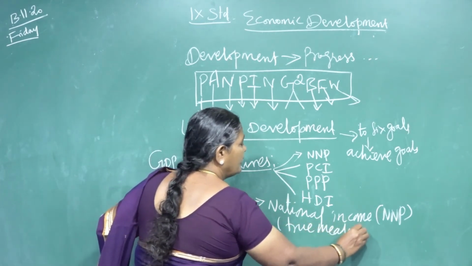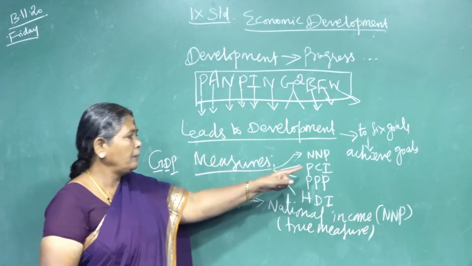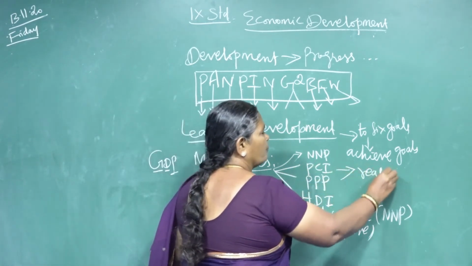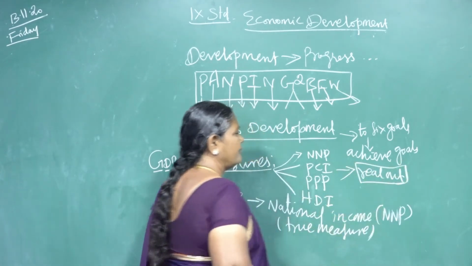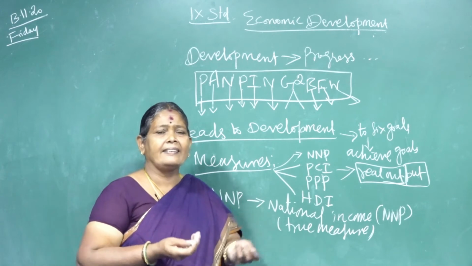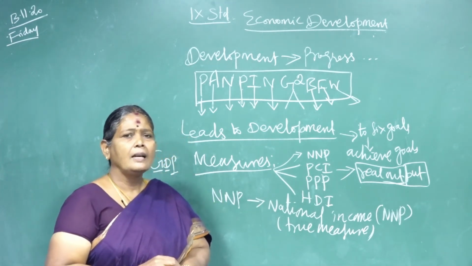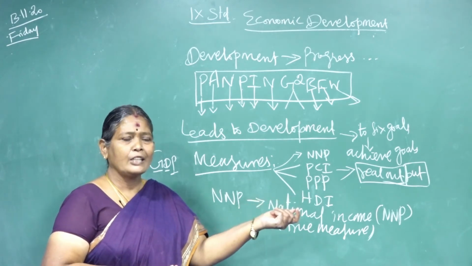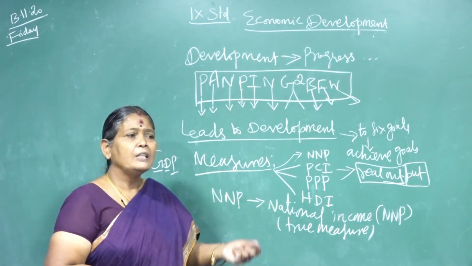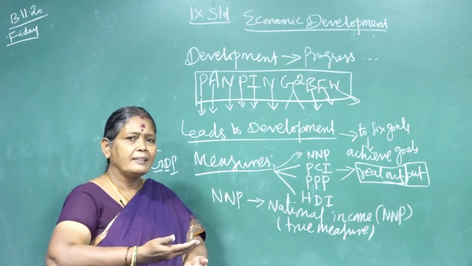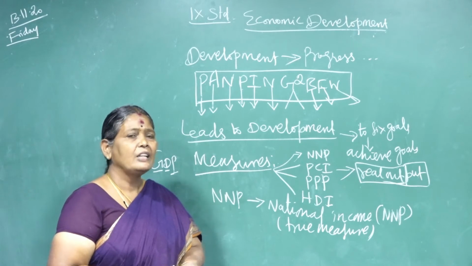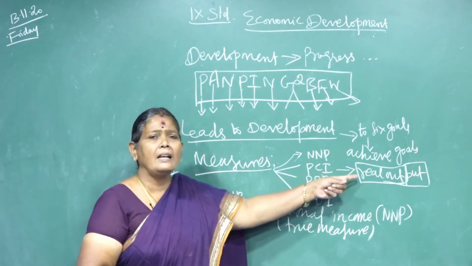True measure. Then, students, another one we say is per capita income. Per capita income is real output. Why do we say it is real output? When per capita income rises, real output has to increase. If a father earned 500 rupees, he can spend 50 rupees. But if he earns 10,000, he can spend 100 rupees. What it means is that as income is raised, output increases. So that is why it is called real output.